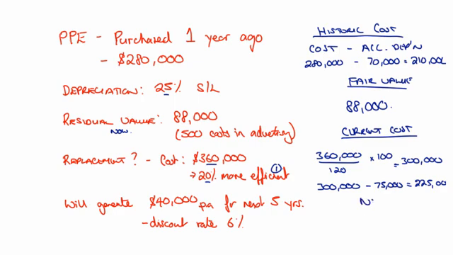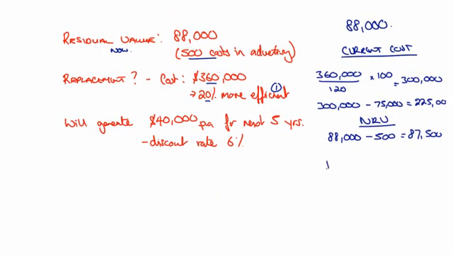Now let's have a look at net realizable value. Okay, net realizable value, what we could sell it for, if you remember, was 88,000. And the difference between that and the fair value now is that it's the less cost to complete the sale, which is the 500 cost of advertising there. So it would be 87,500.